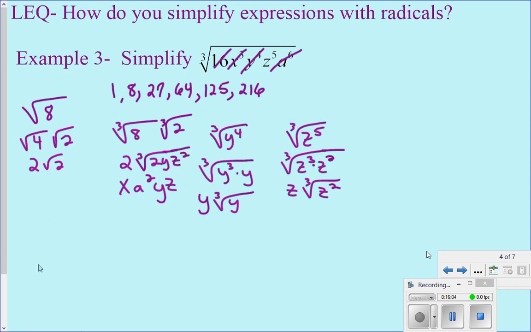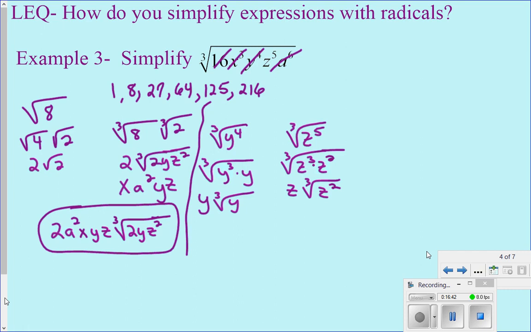So now I'm going to just bring all that together. Just try and organize this a little bit. So I'm going to bring all this together to get my final answer. So I have a 2, I have an a squared, x, y, and z. I already have the 2 there. I have a cube root, and then I have a 2y z squared underneath the root. Remember, this is an odd root, so no need to even think about absolute value. Okay, that's it.